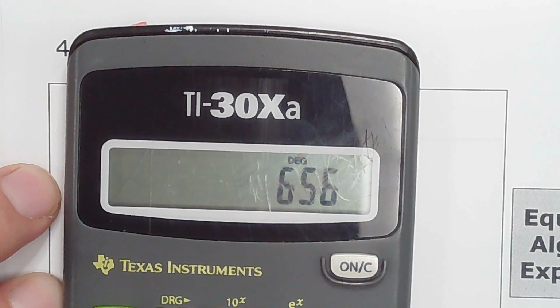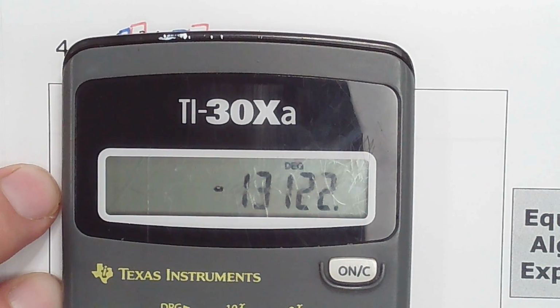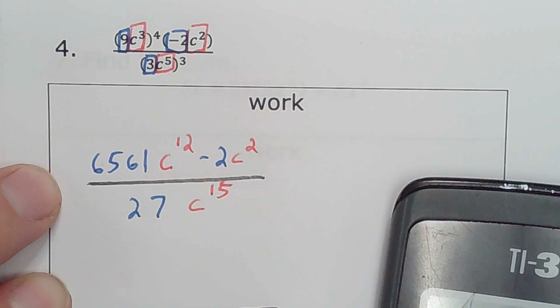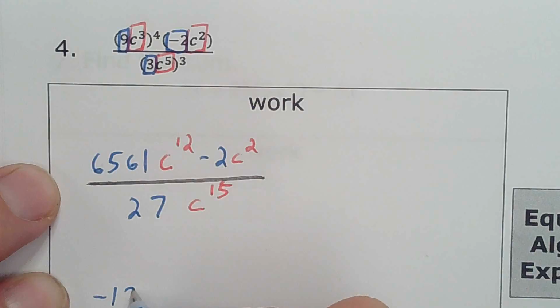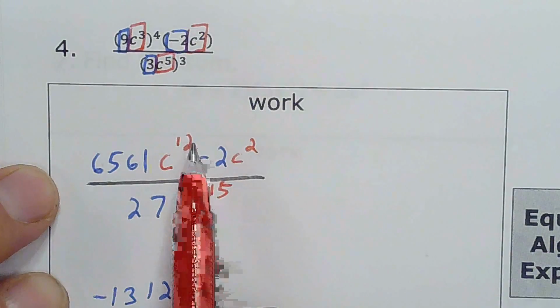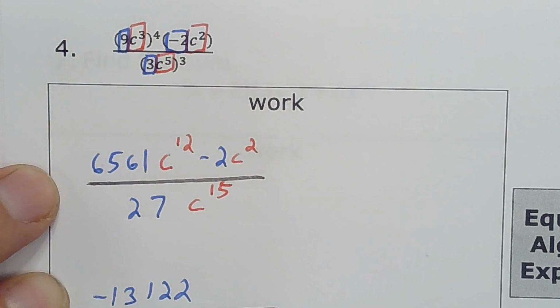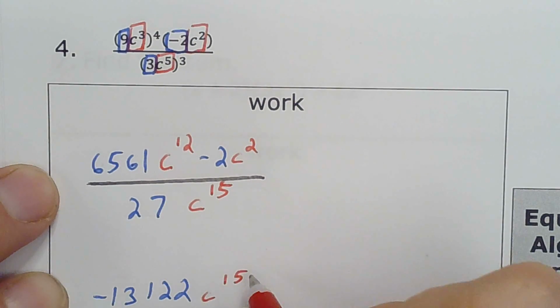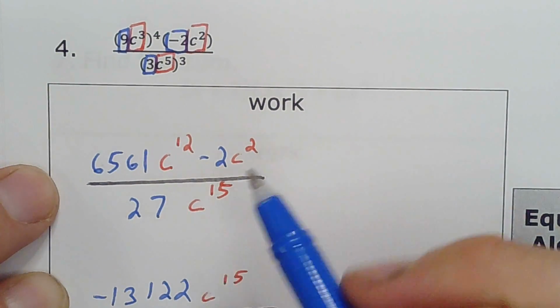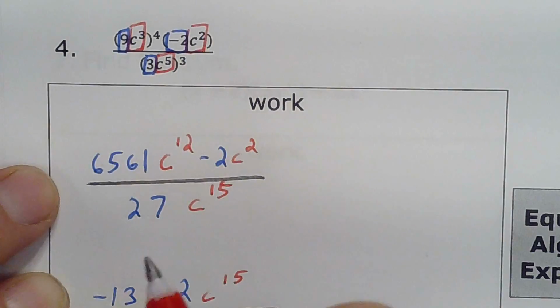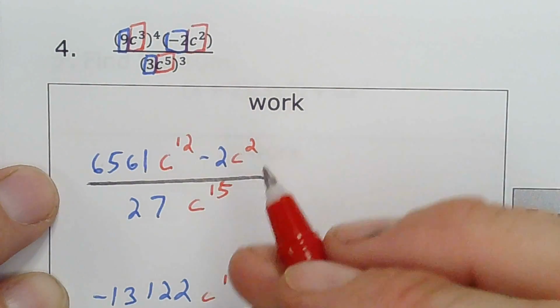So 6561 times negative 2 equals 13,122. That's going to be negative 13,122, and then our exponents are going to add because they're multiplying the bases, so it's going to be C to the 14th. Well, that turns out pretty nicely. And then it's going to be 27 still on the bottom, and it's still C to the 15th on the bottom.